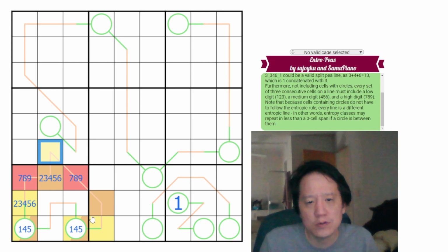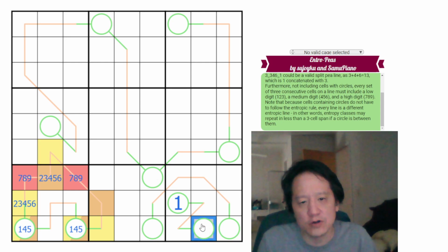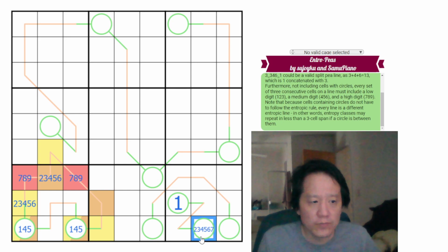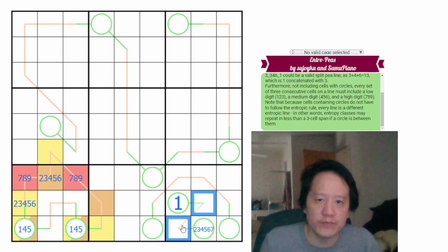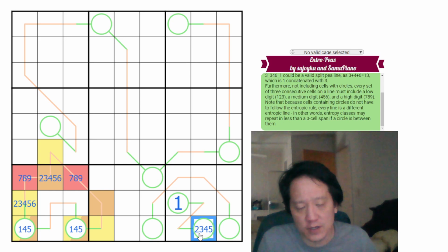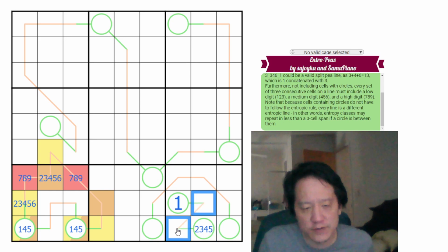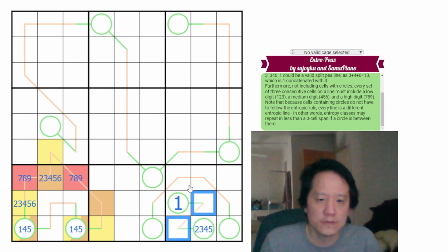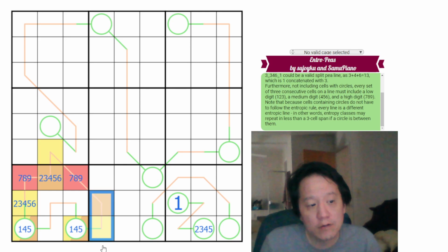So... again, so this could be 12... Oops. This could be 12, 13, 14, 15, 16, or 17. But these have to be two entropic lines. So this is at most 15. So this is 12, 13, 14, 15. This is 3. Right, so this has to, okay, this is also entropic. Oh, none of them are red.